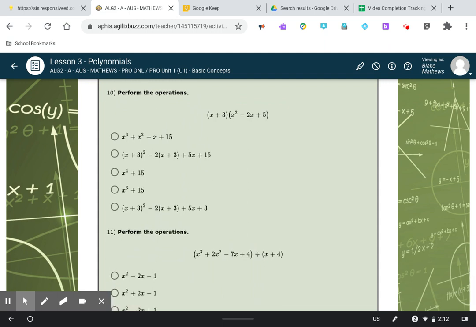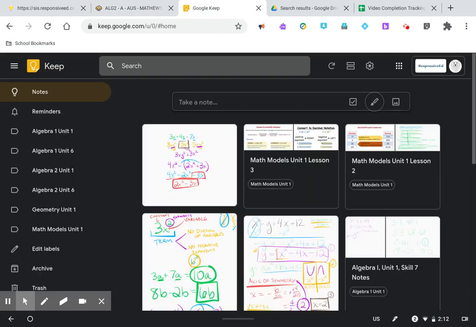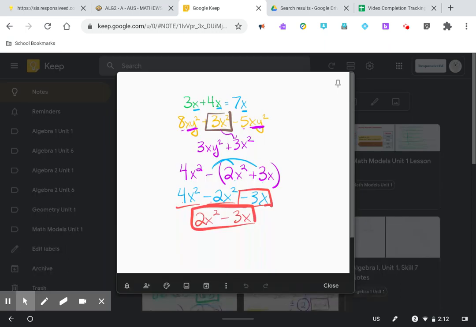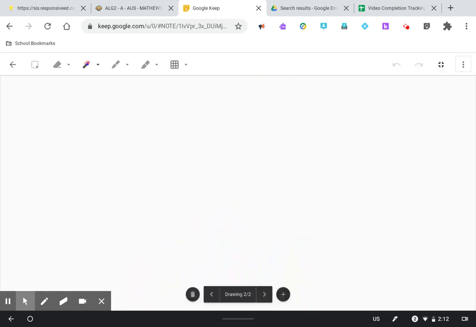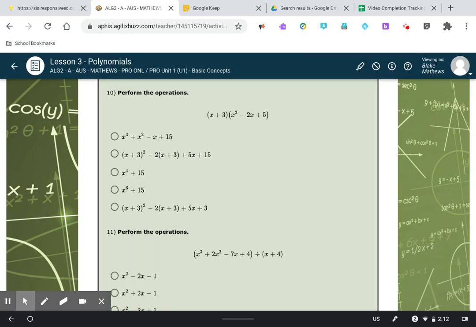So let's talk about this. This is what we call binomial times trinomial. So there's a lot of work that has to be done to actually do this problem. And so I'm going to kind of walk us through how this is going to work. So let's go here. Let's open another drawing. And let's do new drawing. All right. And let's do something similar to what we have here.